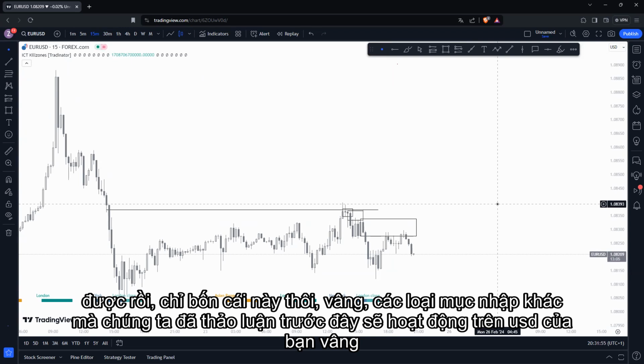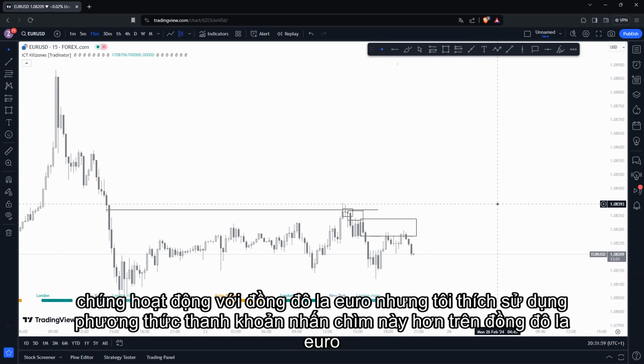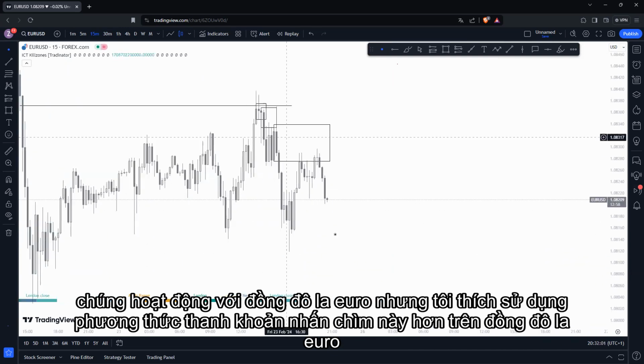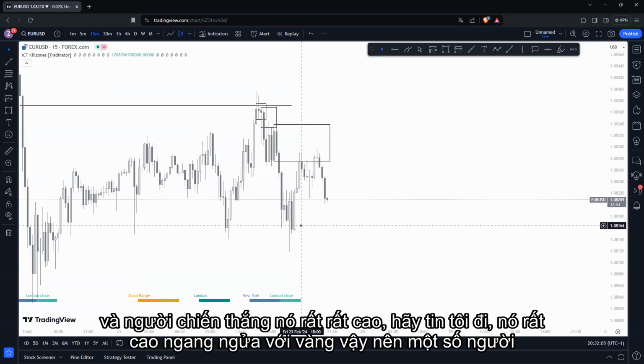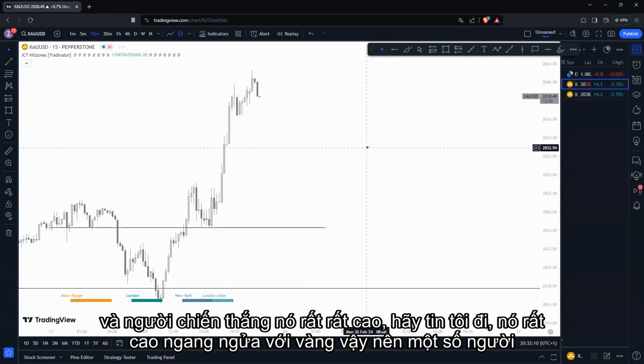The other entry types I discussed previously will work on EURUSD. Yes, they do work on Euro dollar, but I prefer using this engulf with liquidity method on Euro dollar. And the win rate is very, very high. Trust me, it's very high, as high as SNR on gold.